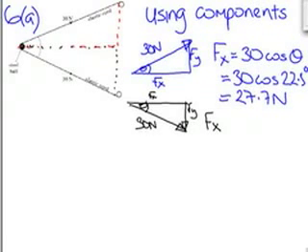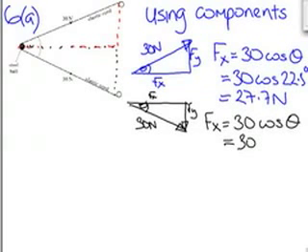Now the calculation is going to be exactly the same as before. Fx is going to be 30 times the cosine of theta, and again that will be 30 times the cosine of 22.5 degrees. So once again we have a horizontal component of 27.7 newtons.